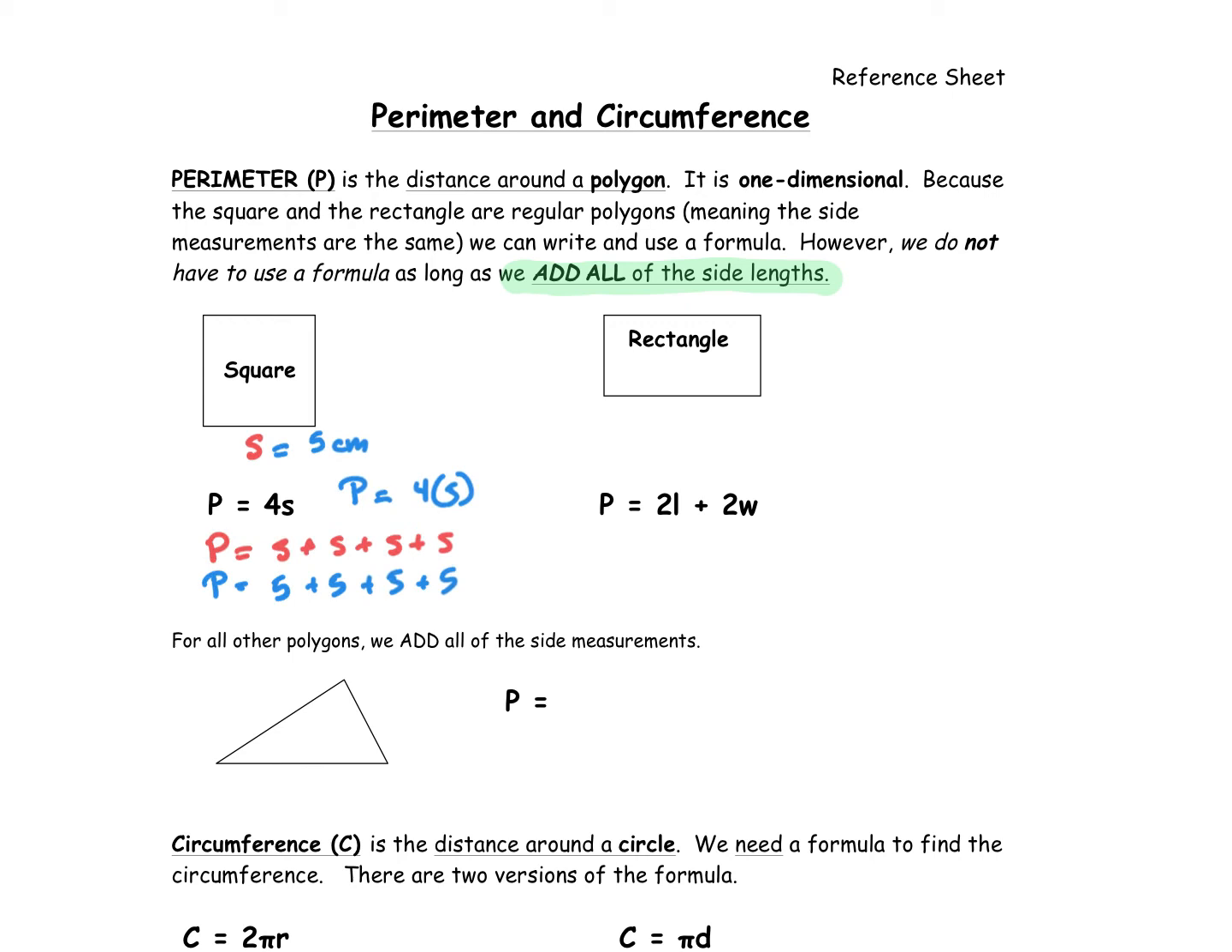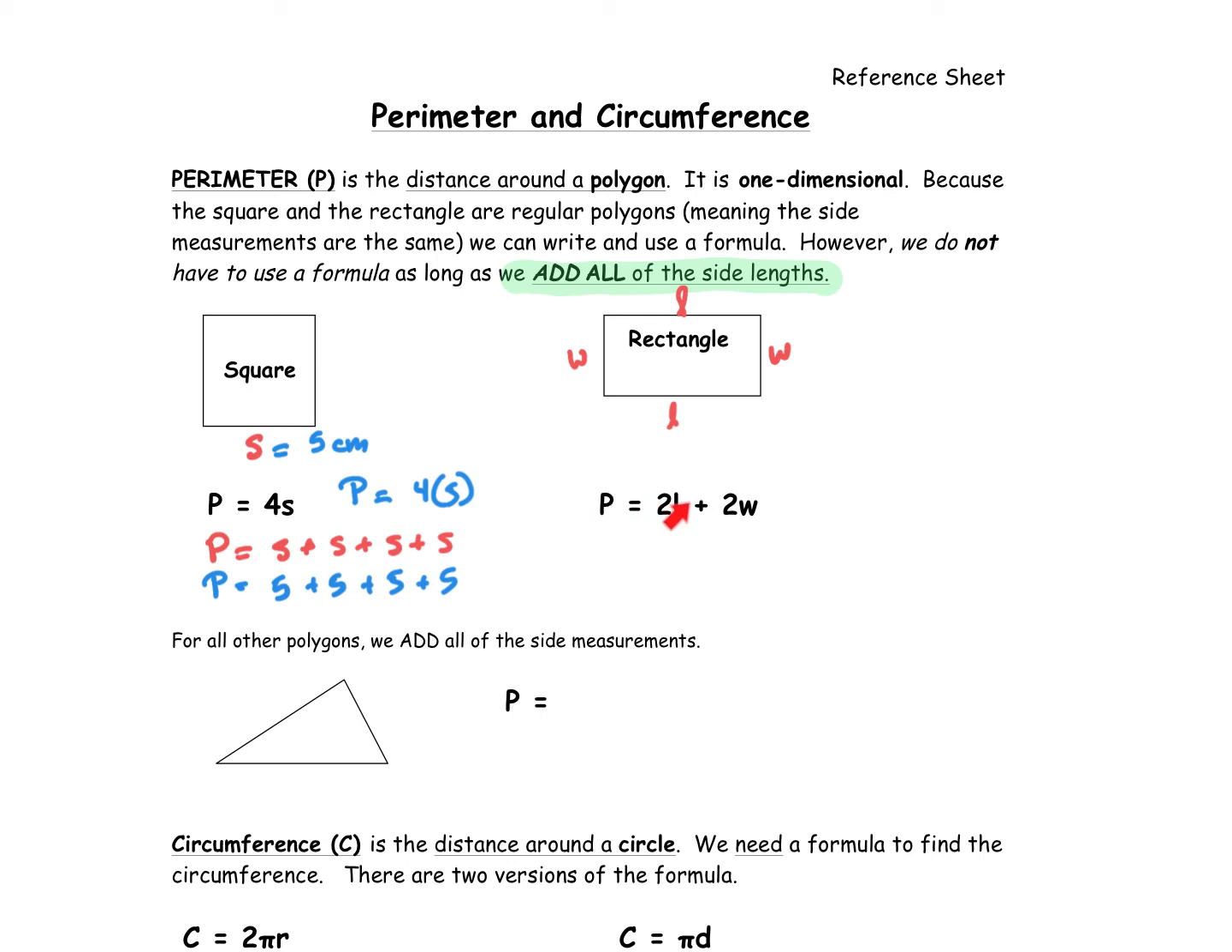The rectangle's not regular, however, you may have noticed that it does have a pattern. If this is a length here, then this is a length here, and I'm choosing to write in cursive so it doesn't look like a 1. If this is a width, then this side's a width. So you're going to notice that there's 2 lengths and 2 widths. That's where the formula came from.